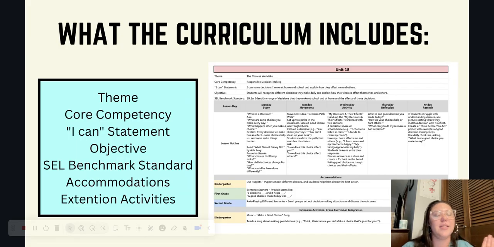Sometimes it's in music class, sometimes it's in social studies or ELA. Sometimes first graders just need a sentence starter, right? They have different skills. They're at different places. So this curriculum really tries to lay out for everybody what I can do in my classroom.